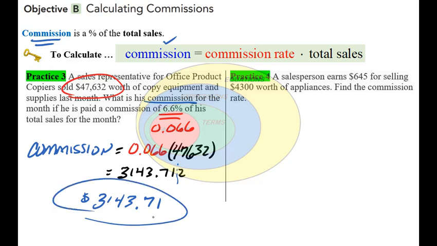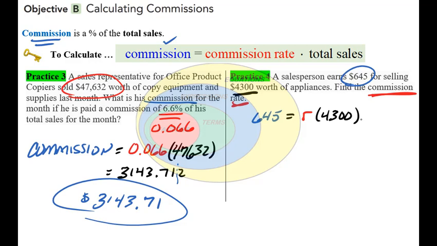So for the second question, you notice they're giving us the actual commission. So a salesperson earns $645. So this is the actual commission. And then the total sales was 43,000. So when I want to find the commission rate, so again, we just plug these numbers into our formula. So the commission, which is $645, is equal to, and I'll just call the commission rate R, times the total sales, which is 4,300.